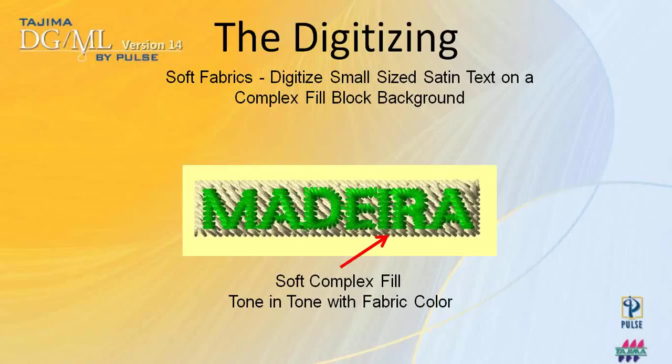Our recommendation is to place a complex fill background with a soft, open density, for example 0.50 or a little bit higher, and do that in tone color. So if your fabric is, for example, like this cream, then try to use a cream thread for that complex fill. That will give good support to your text.